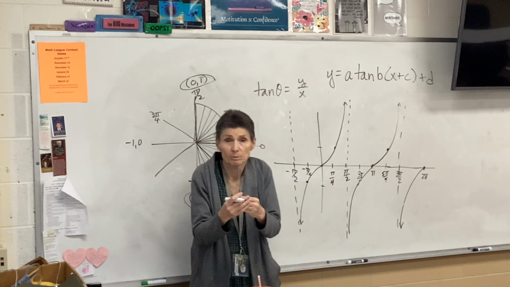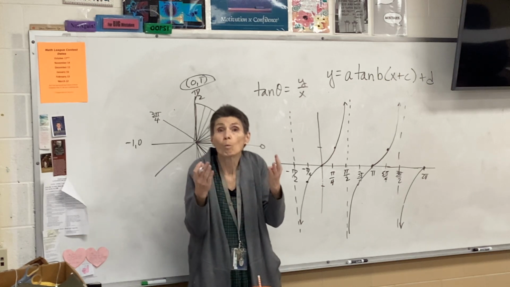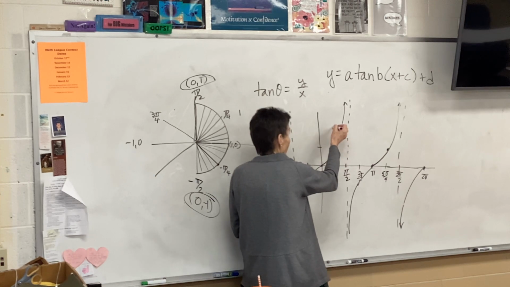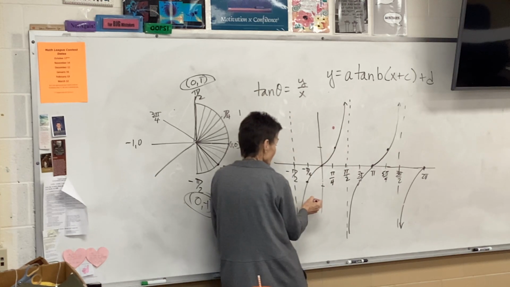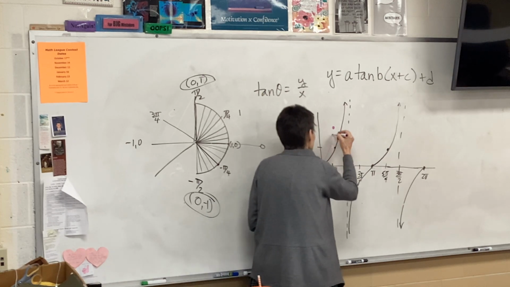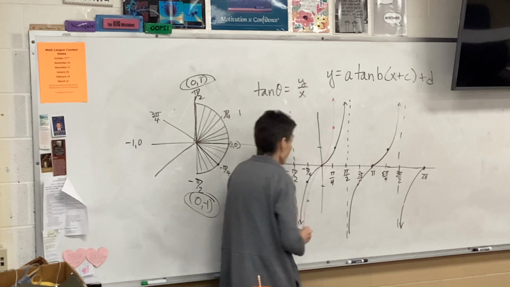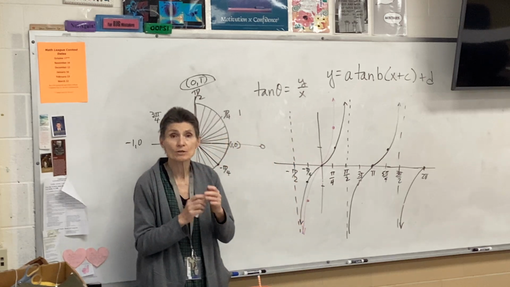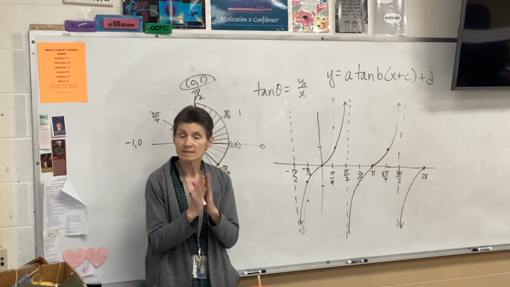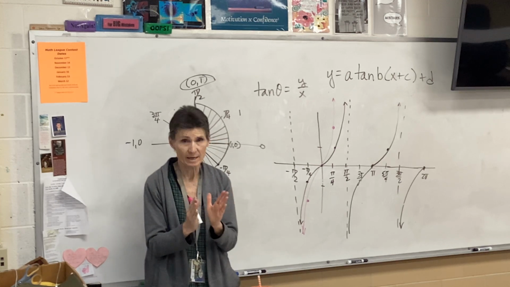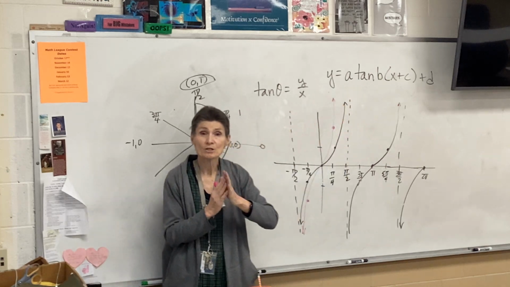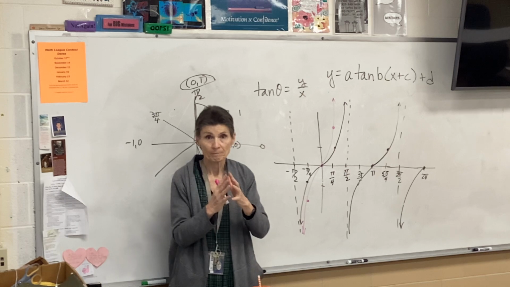So it's going to multiply all of your y's. So instead of this point being up 1, it would be up 2. And this one would be down 2. Now, that isn't going to change the asymptotes, but what it is going to change is kind of the steepness of the curve. So it doesn't change the height. Tangents have no height. The A value is simply going to change its steepness.